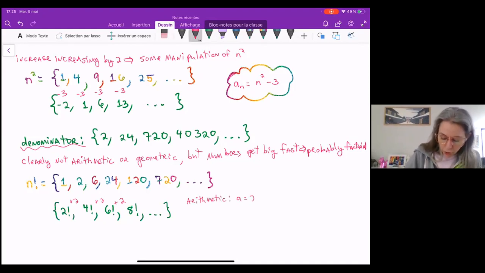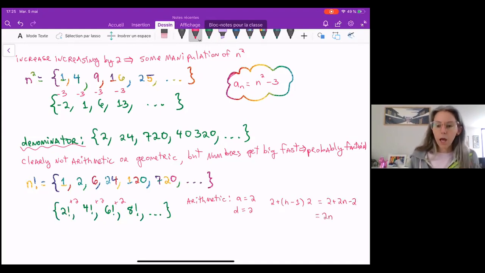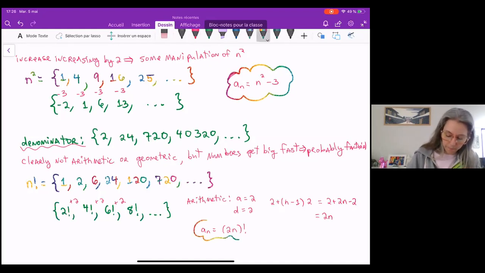My first term is 2. The thing I'm adding each time is also 2. So this gives me 2 plus n minus 1 times 2 to get 2 plus 2n minus 2, which gives me just 2n. That doesn't deal with the factorial part, so my a sub n for the denominator will be 2n factorial.